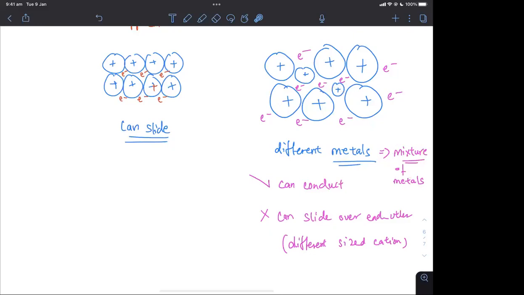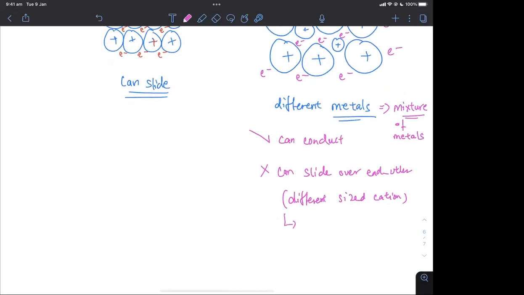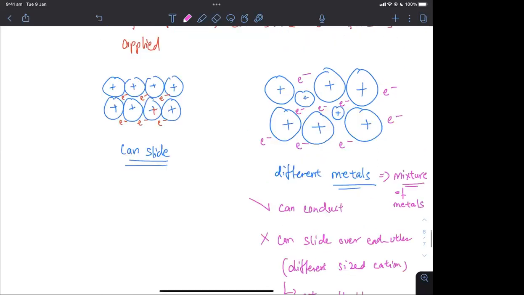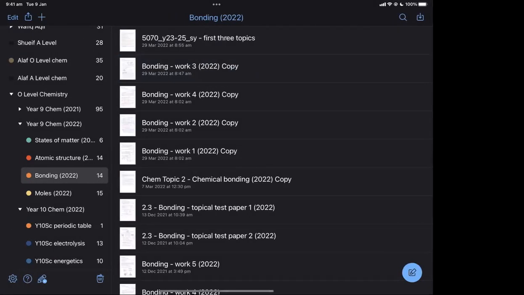Then you have different size cation. Then you have different sizes which cannot slide over each other, and therefore they are no longer malleable. So this one says not malleable anymore. Not malleable, not ductile anymore. And that's it really for that structure and bonding topic. So there was just a review of the whole topic already. So I won't go through the whole thing, which we have done for the last 2 or 3 weeks.